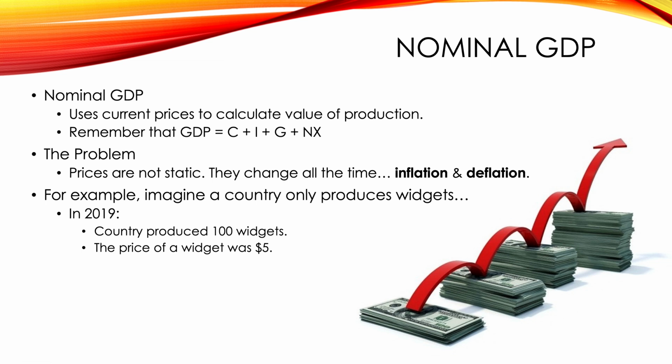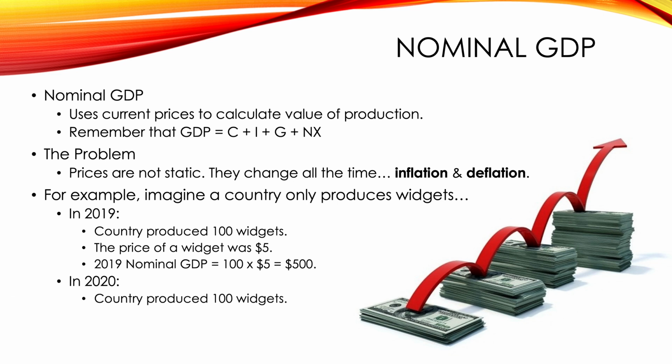So in 2019, that means that the nominal GDP would just be 100 widgets times $5 per widget. The GDP in 2019 would be $500. We're using that year's prices and that year's production. In 2020, let's imagine the country produced 100 widgets, same as the previous year, but for some reason the price of a widget has changed. There's been a supply shift or a demand shift or whatever, and the price of a widget is now $10.